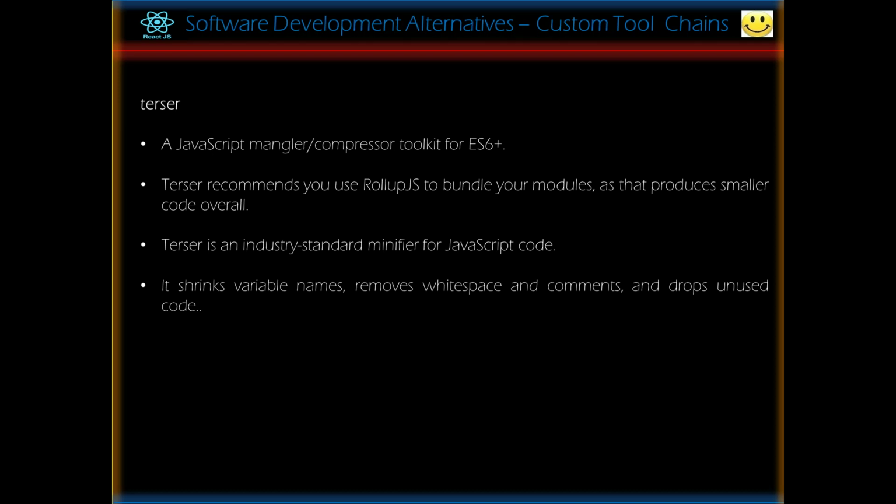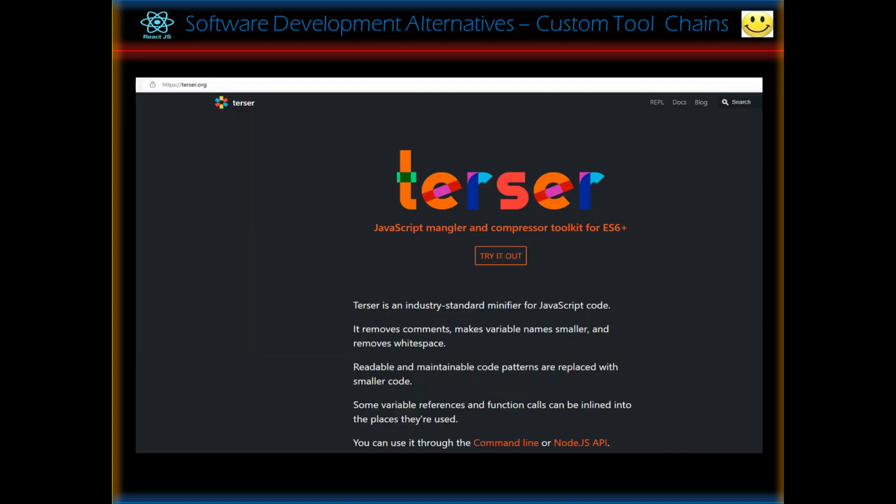Terser, a JavaScript mangler and compressor toolkit for ES6 plus. Terser recommends you use Rollup.js to bundle your modules, as that produces smaller code overall. Terser is an industry standard minifier for JavaScript code. It shrinks variable names, removes white spaces and comments, and drops unused code. This is the homepage of the Terser website.